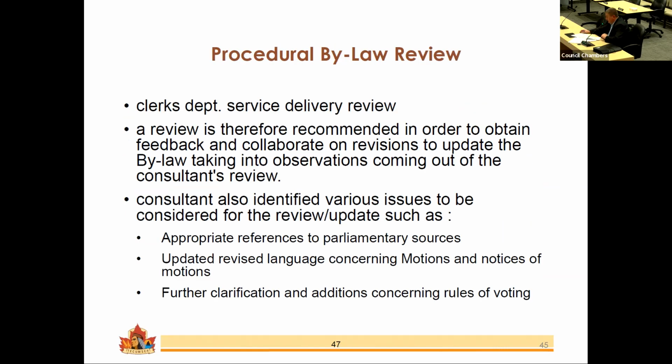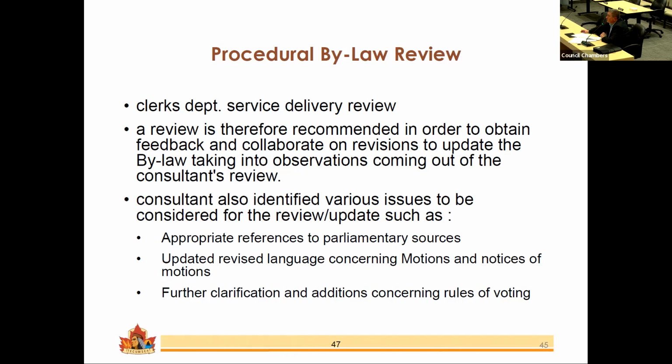So, last few comments on the procedural bylaw, and I believe this came out of the Clerk's Department Service Delivery Review. A review is recommended in order to obtain feedback and collaborate on revisions to update the current state of the procedural bylaw, taking in some observations and recommendations coming out of the review. Perhaps there are opportunities to update or clarify certain provisions.